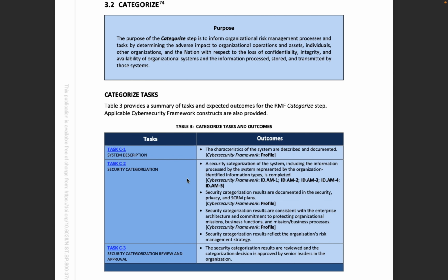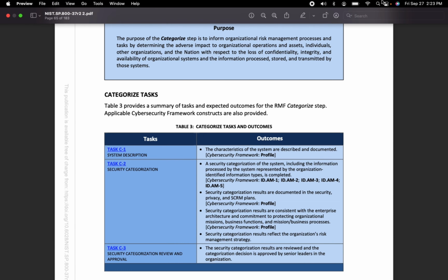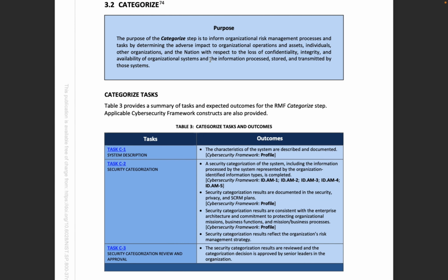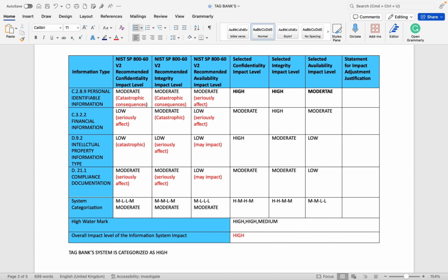Think about it this way. Would you protect a $10 item the same way you'd protect a 1 million asset? Of course not. So that's why we are categorizing, to help us determine the appropriate level of security needed based on the value and sensitivity of the data we handle. Now let's get into it.